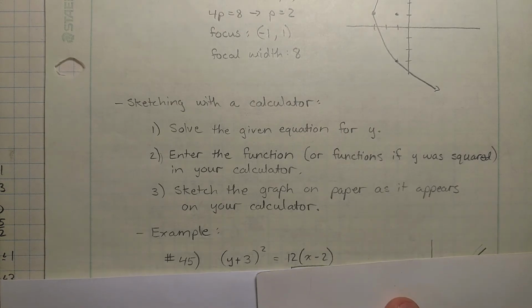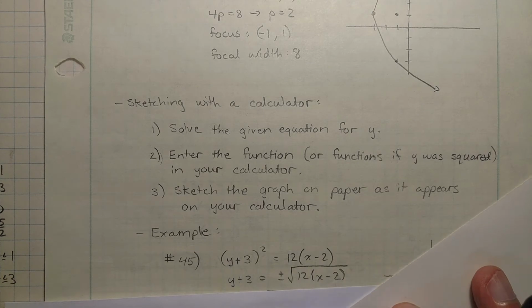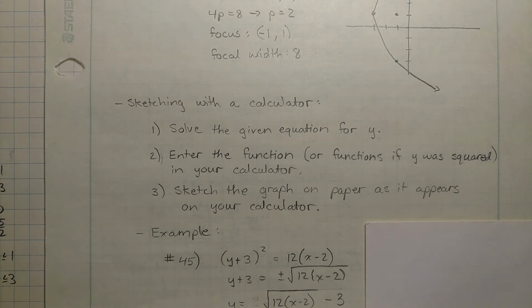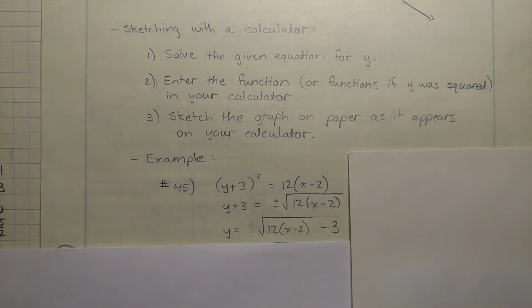So we're going to solve this for y. If we solve it for y, I have to take the square root of both sides, so I get both a positive and negative square root here. And then I have to subtract 3, and I get this. So this is how you do this if you don't have an Inspire.